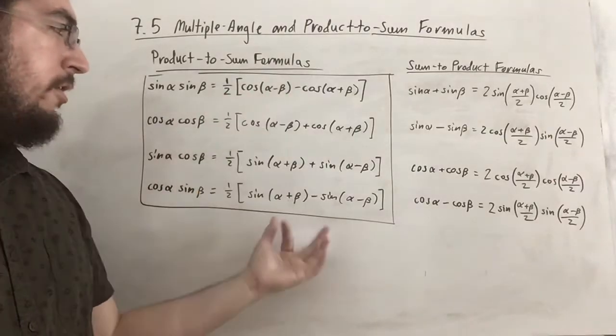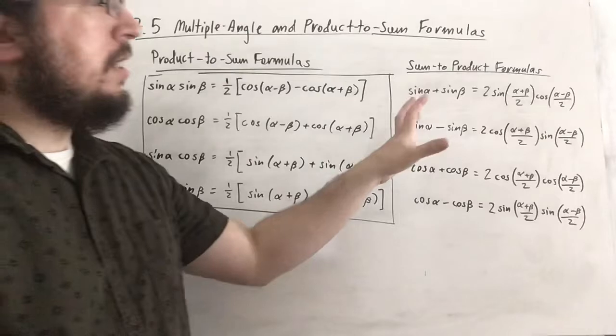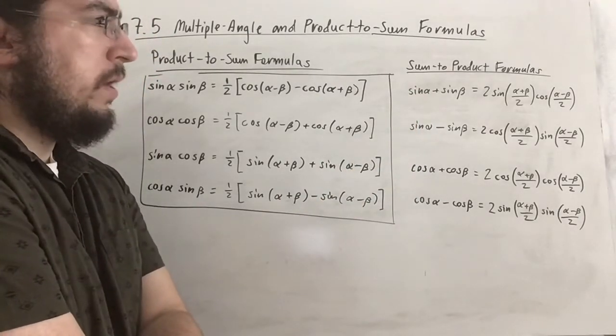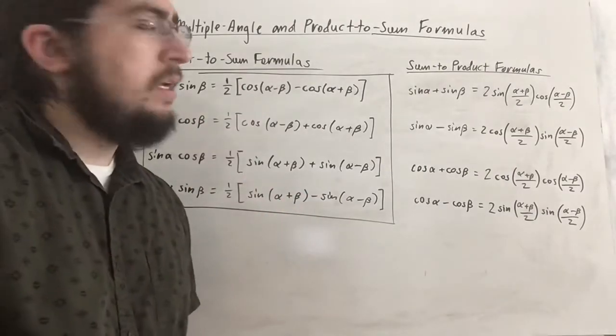And there's very similar arguments for the rest. So really that's where it comes from. Now, product to sum actually has to do somewhat with half angle as well as sum and difference. And you can kind of see.